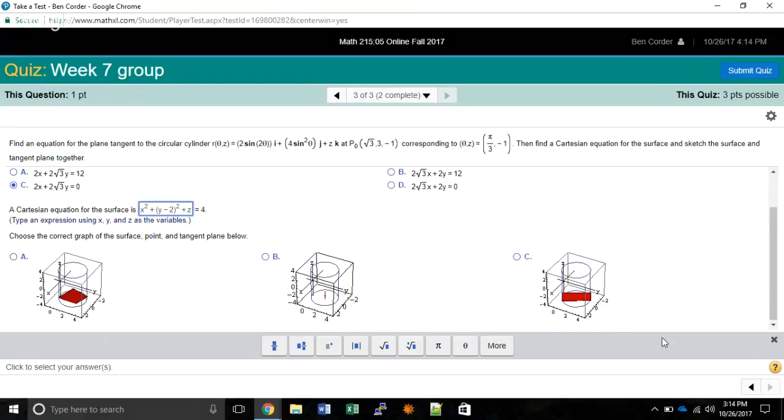Mm-hmm. But how are you supposed to tell by this? So we know that the plane has to be tangent to the point. It's a collection of tangent lines. Right. So it's going to be tangent, that point's on the outside of the cylinder, correct? Yes. It's not a solid, it's just outside. So would you think C? Or would you think A? I just can't tell by the picture.